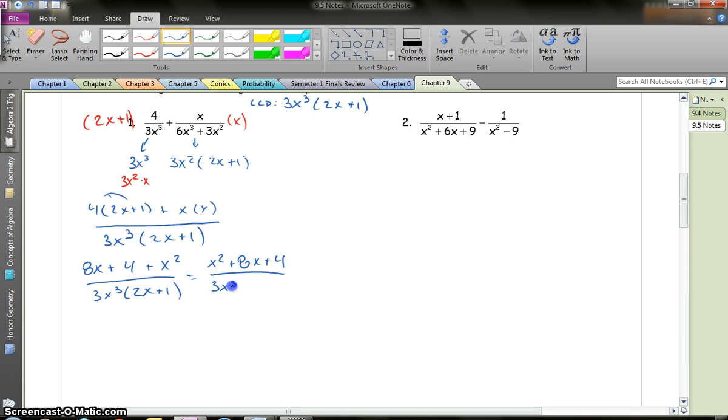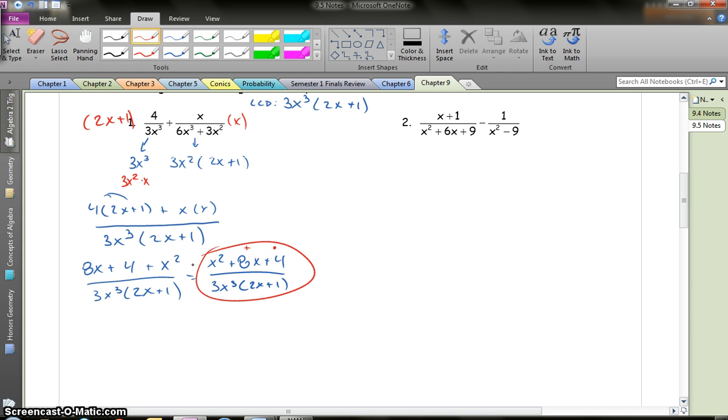Sorry, 3x to the third times 2x plus 1. Alright, now you look at the top to see if it can be factored. Do we have two numbers that can multiply to 4 and add to 8? Well, no, that's impossible, so sometimes that happens, and that's my answer.